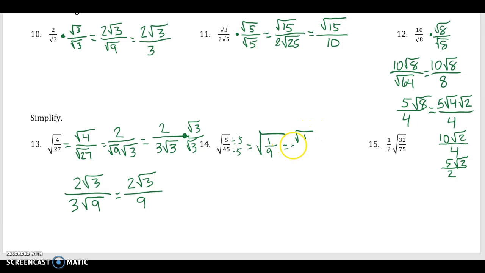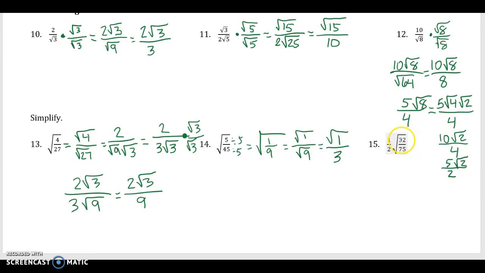So this has the square root of 1 on the numerator, square root of 9 in the denominator. Square root of 1 stays there. Square root of 9 is 3. Boom, we are done with that one. So no radical in the denominator, and under here does not have any perfect square factors. All right, last one. So 32 over 75.